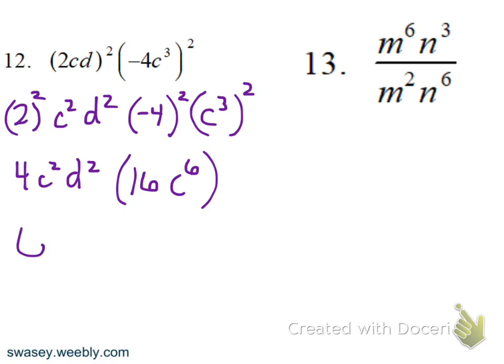4 times 16 gives us 64. Multiply with the same base, add exponents. 2 plus 6 gives us 8. And we still have the d squared.